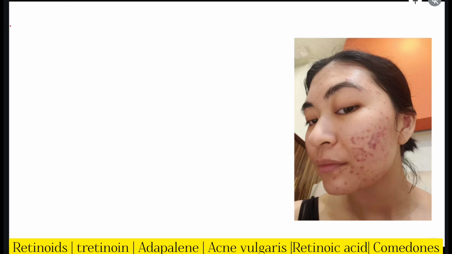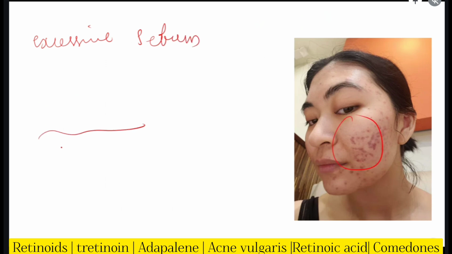See, in young patients or adolescent patients, the skin shows excessive production of sebum. Actually on the skin we have sebaceous glands. We call them sebaceous glands. The sebaceous glands will produce sebum, which is an oily secretion. Okay, these sebaceous glands will produce oily secretion. In adolescent populations, these oily secretions are produced in excess amount.